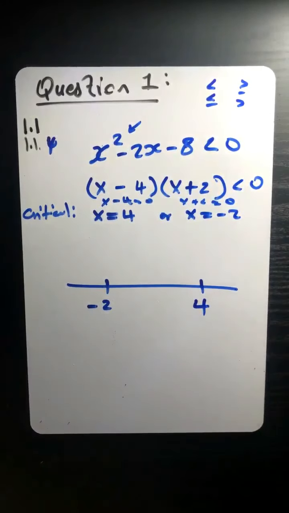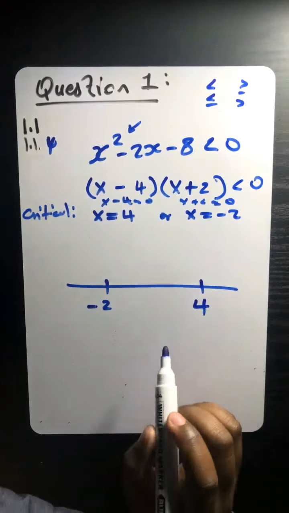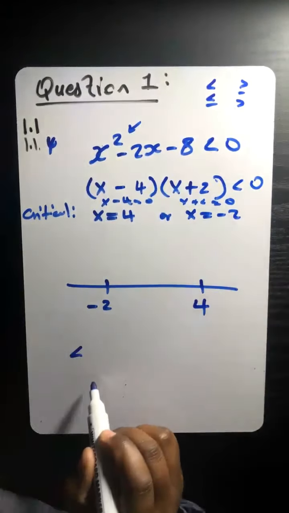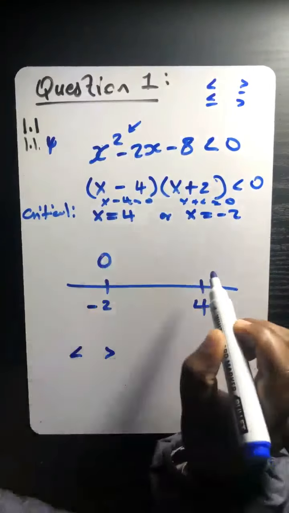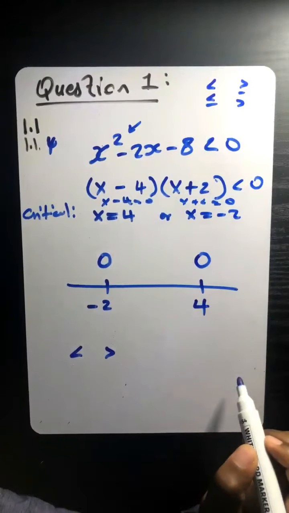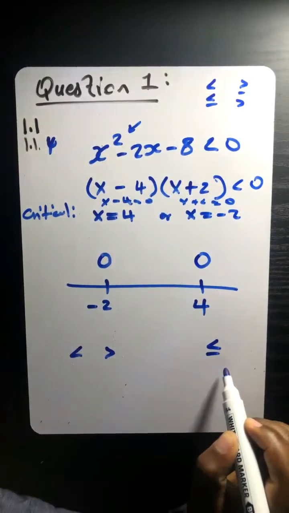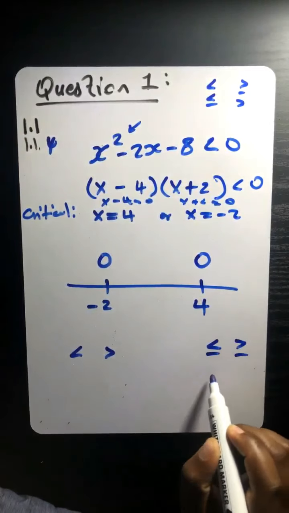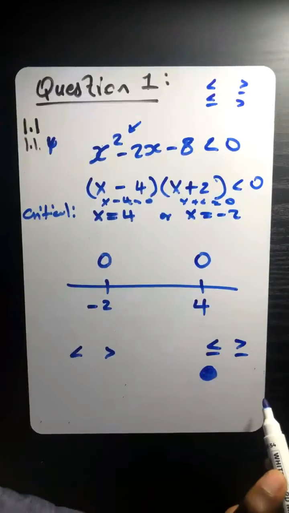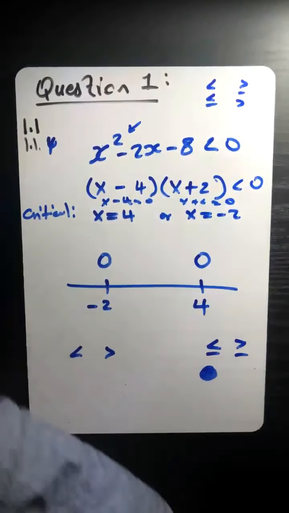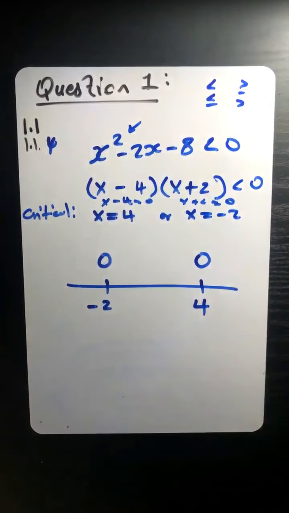Ladies and gentlemen, something I taught you in the beginning of the year: when you are given less than or greater than, you just do a 0 that is not shaded. But when it's given less than or equal to, or greater than or equal to, you do a 0 that is shaded. Very, very important, ladies and gentlemen. It's massively important that at all times you notice all of that.